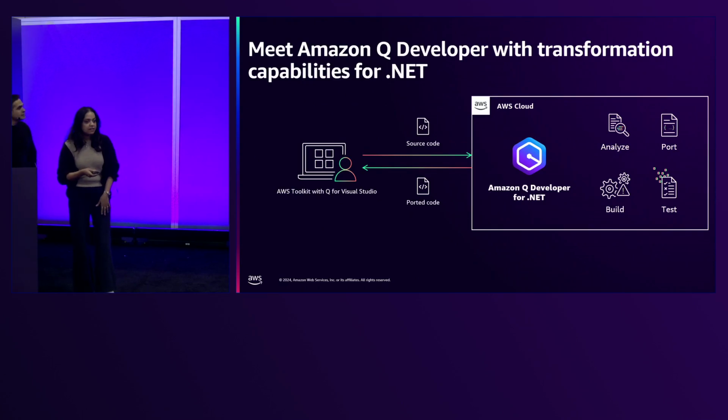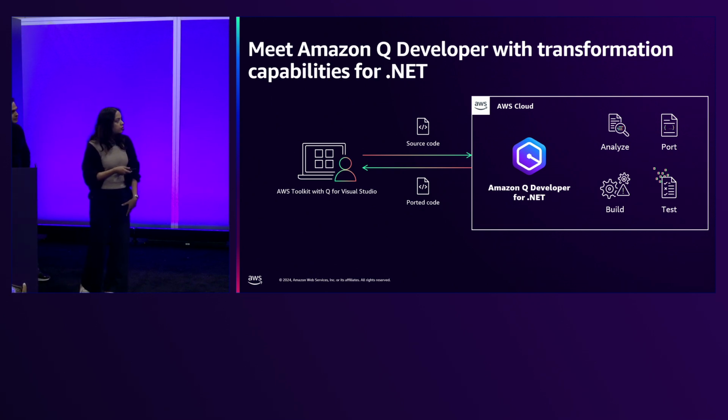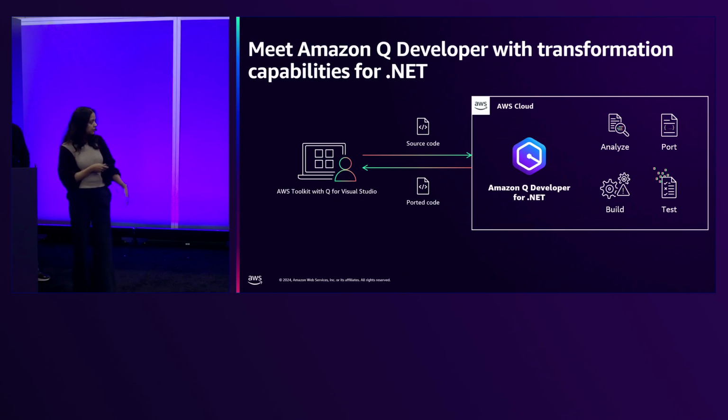So with that, let's meet Amazon Q Developer with transformation capabilities for .NET. We are releasing two versions of this new service. One is the IDE version, which is integrated into your Visual Studio IDE. The second is a web version that you can access from anywhere; you don't need to have an IDE installed on your machine. In today's session, due to time constraints, I'll be talking mainly about the IDE version.